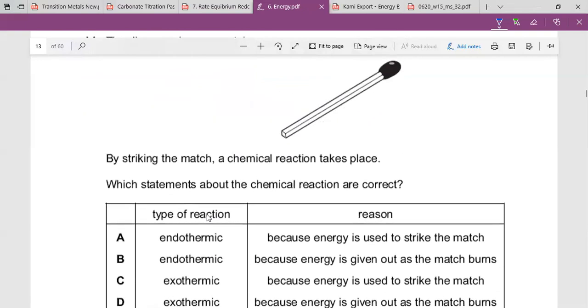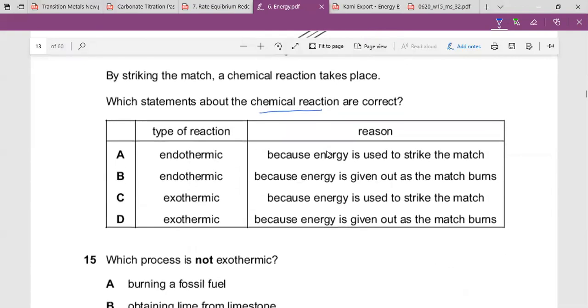Now, they are asking for a chemical reaction, not a physical reaction. Of course, the physical action is that you take a match and strike it, but here it's a chemical reaction. So when the match burns, it is exothermic. Why? Because energy is given out, as heat. So E is the answer.